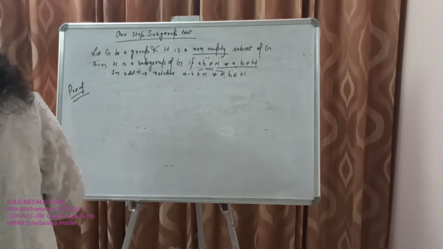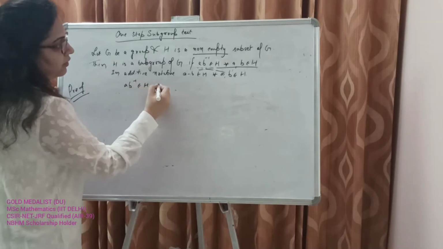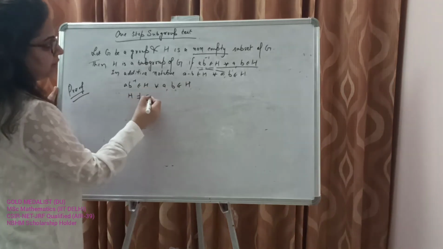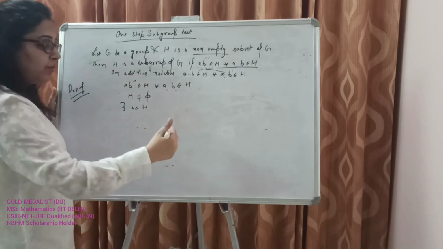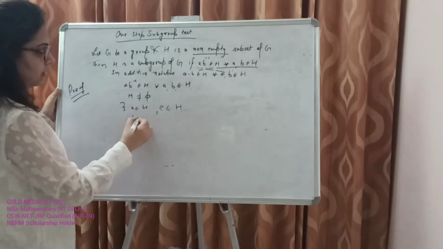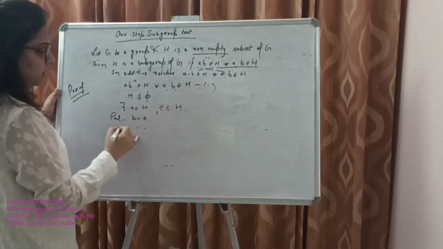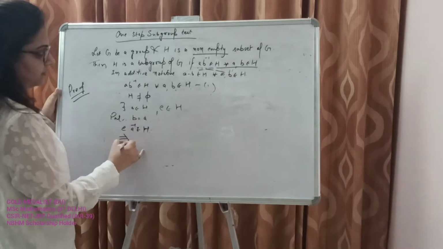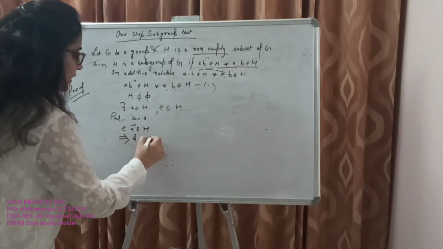We know that AB inverse belongs to H for every A, B in H. Since H is not empty, there exists some A belonging to H, and we have already proved that identity also belongs to H. Now replace B with A. Put B equals A in this equation. We get E into A inverse belongs to H. This implies A inverse belongs to H.